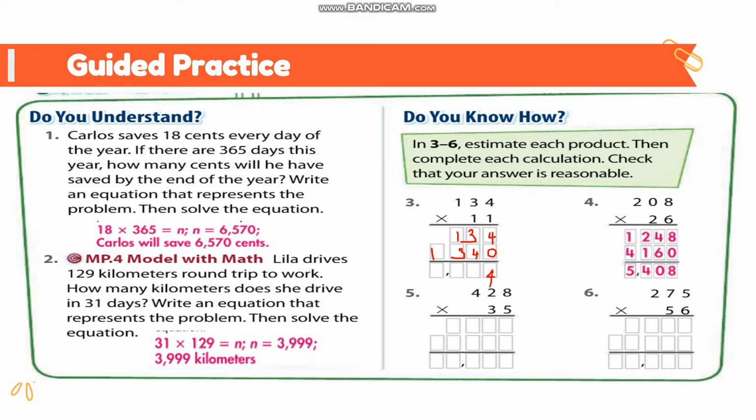This becomes 4, 7, 4, and 1. So the answer is 1,474. So the same thing here.